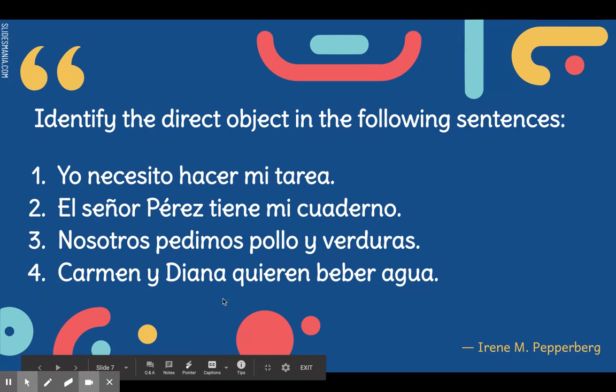Number 4, Carmen and Diana quieren beber agua. So Carmen y Diana want to drink water. What do I need to ask myself, who's the subject? Carmen, Diana. What's the verb? Quieren. And what is it that they want to drink? Oh, quieren beber, by the way, 2 verbs. What is it that they want to drink? Agua. Agua is my direct object.